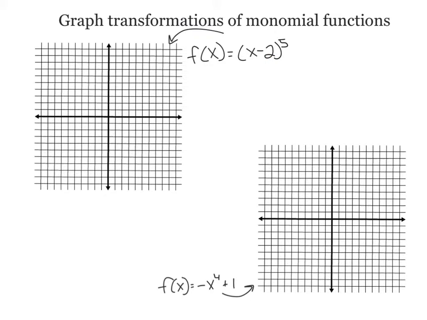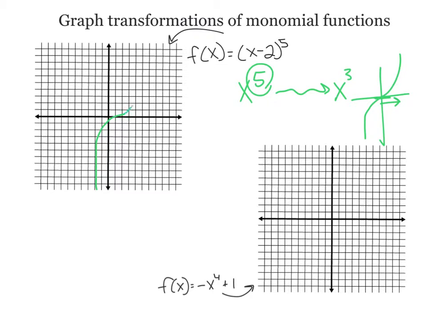Our x to the 5th function, our parent function, is going to behave very similarly to our x cubed function, which, if you'll recall, goes through the origin like this. The only difference is that it's going to flatten out a little bit more here, and it's also shifting to the right 2 units. So we can graph that by having it look something like this. It's flat, more flat, and it's crossing at x equals 2. So that is the first type of monomial function.